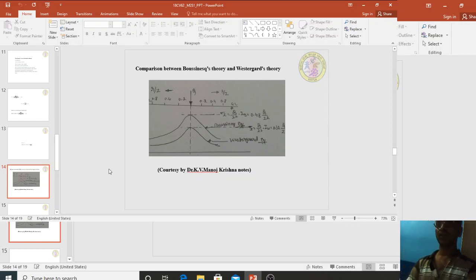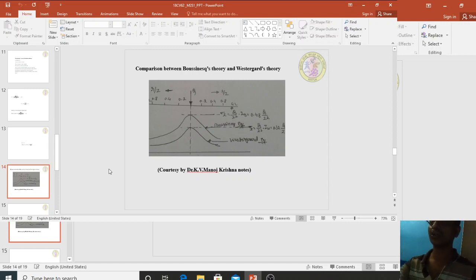So now when r is equal to 0, in Boussinesq theory, the sigma z value in terms of q and z is 0.48 q by z square. Whereas in Westergaard's theory, when r is equal to 0, sigma z is q by z square into IW, where the point IW is 0.32 q by z square.